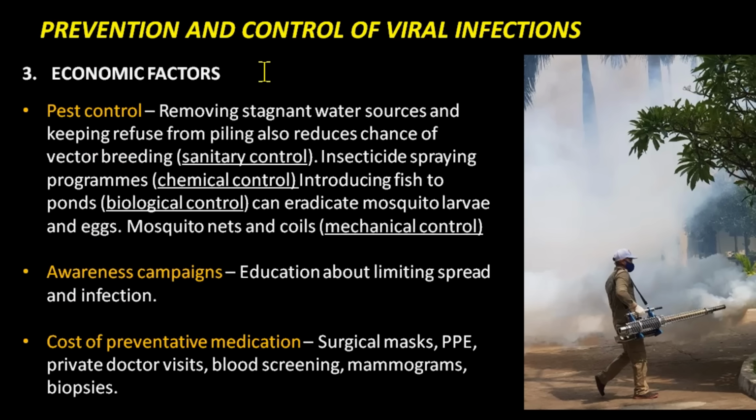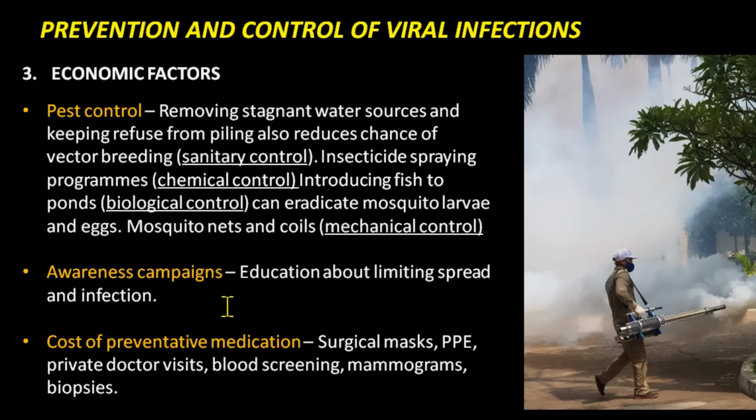So economic factors would include pest control, and this would be, for example, removing stagnant water sources and keeping refuse from piling up. Would also reduce the chance of vector breeding. This is called sanitary control. Insecticide spraying programs or chemical control, introducing fish to ponds, or biological controls can eradicate mosquito larvae and eggs. Mosquito nets and coils act as mechanical controls.